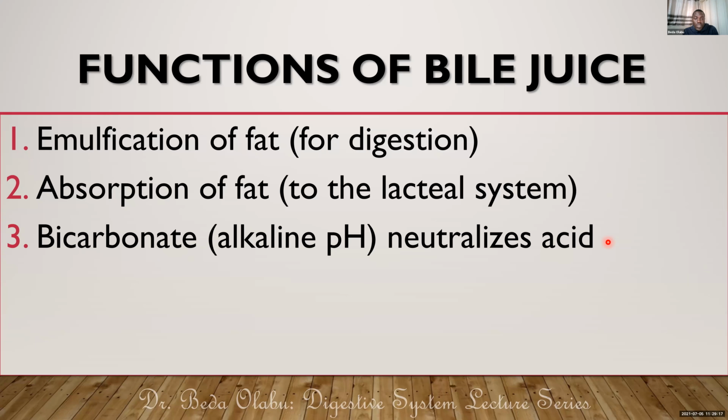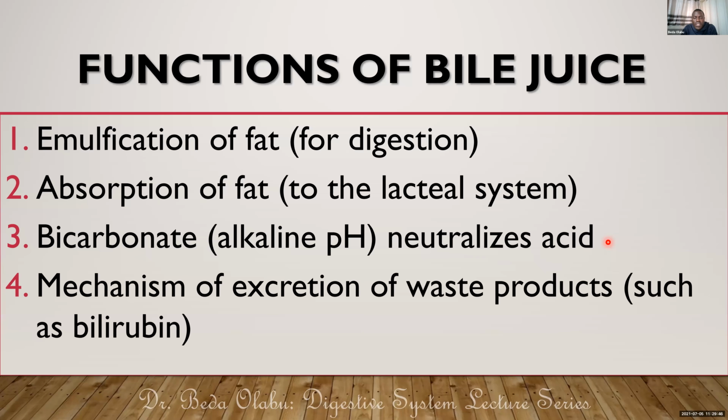Bile also contains bicarbonate, and the role of this bicarbonate is to neutralize the acidity of the stomach. Remember, the contents which come from the stomach to the duodenum are mixed with gastric acid, and so it will be of very low pH. The bicarbonate from bile has a high pH, and so it neutralizes the gastric contents that are entering the duodenum. Bile is also a mechanism of excretion of waste products, which are basically excreted through bile, like bilirubin.